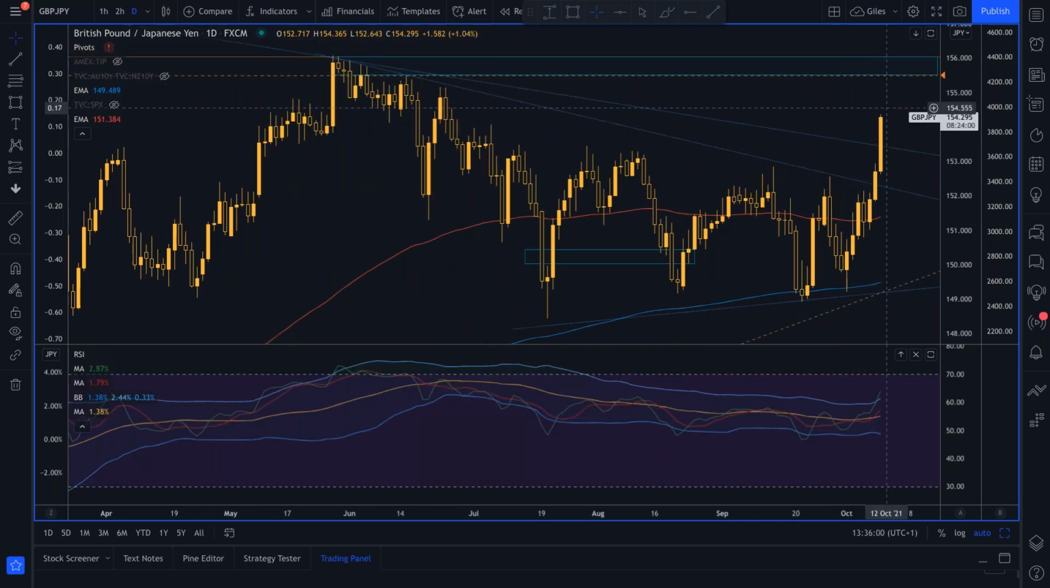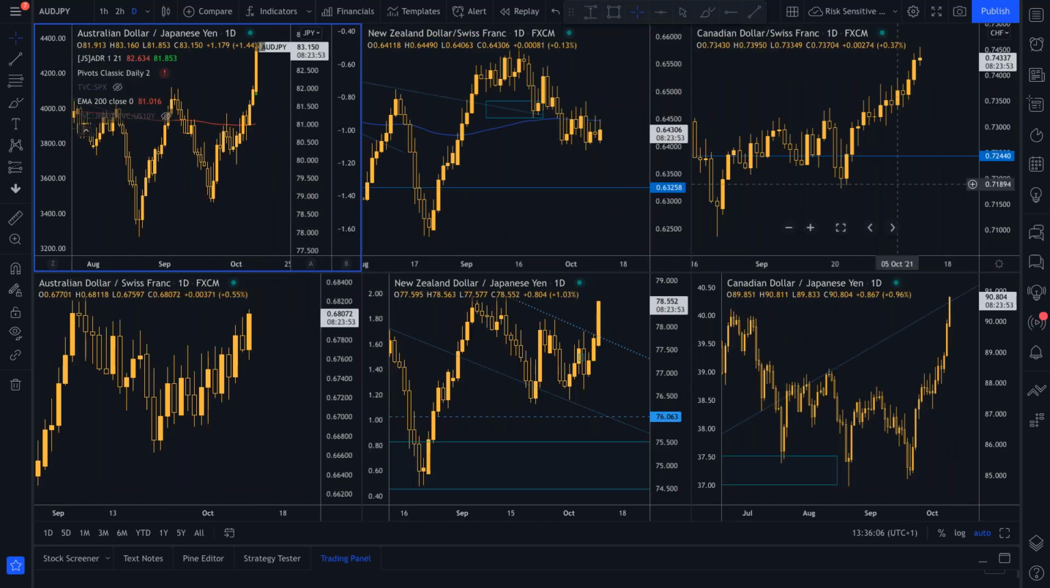So at the moment, any retracements lower of that 152 region remain suitable for buying as long as expectations are in place that the Bank of England will be raising interest rates.